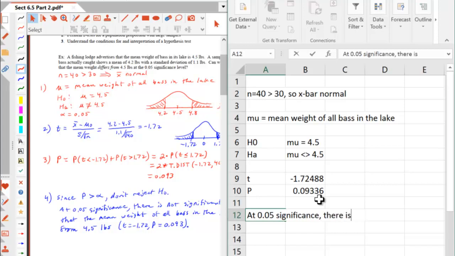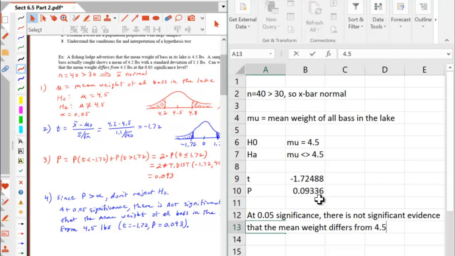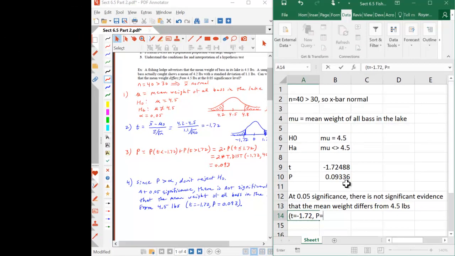There is not sufficient evidence or significant evidence that the mean weight differs from 4.5 pounds. T equals negative 1.72 and P equals 0.093.